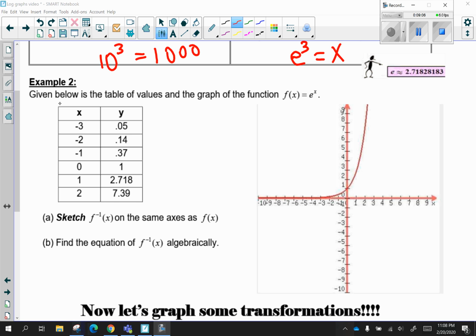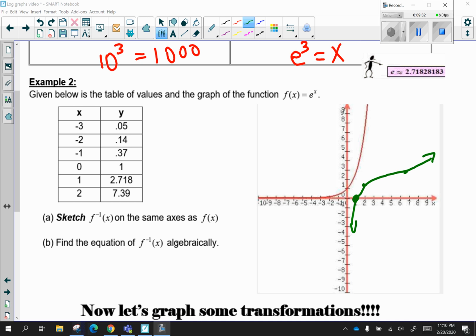Example 2. Given below is the table of values and the graph of the function f of x equals e to the x. So part A, sketch the inverse on the same axes as f of x. Here are your values, switch them, and sketch it. Pause the video now to do so. So hopefully your graph looks something like mine.